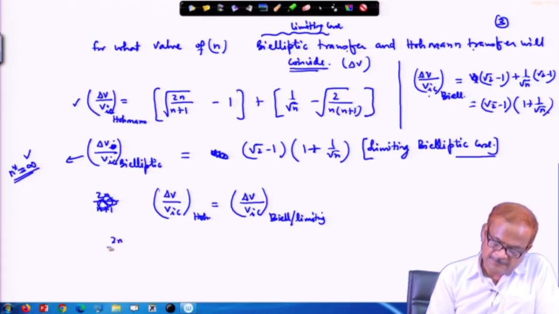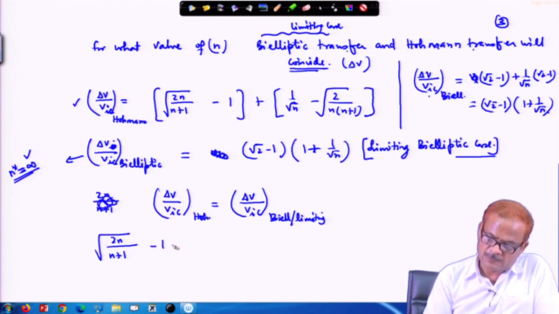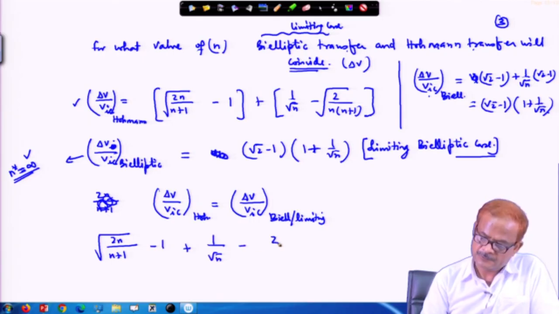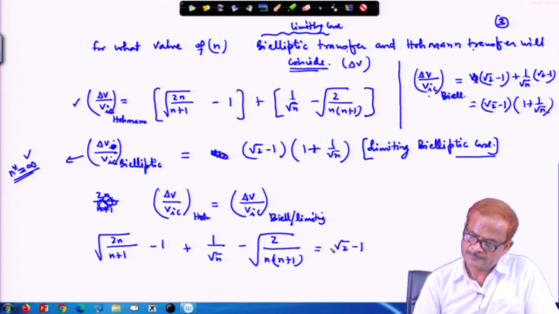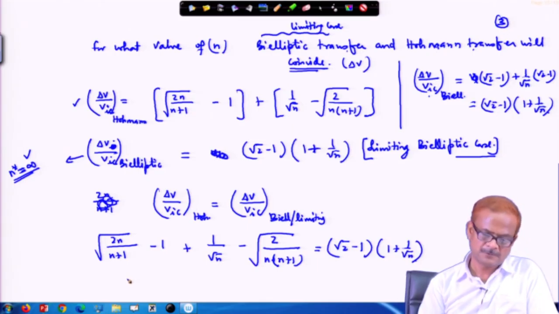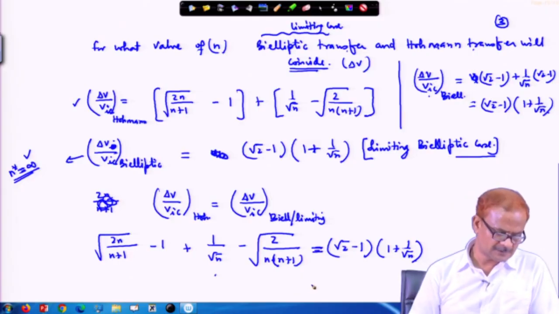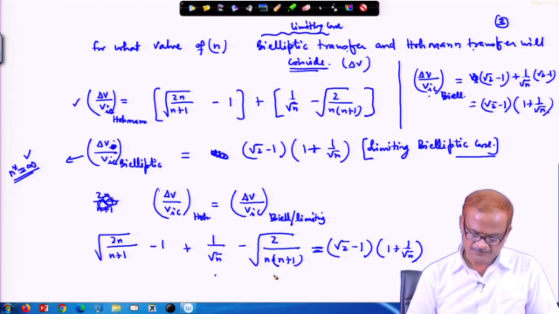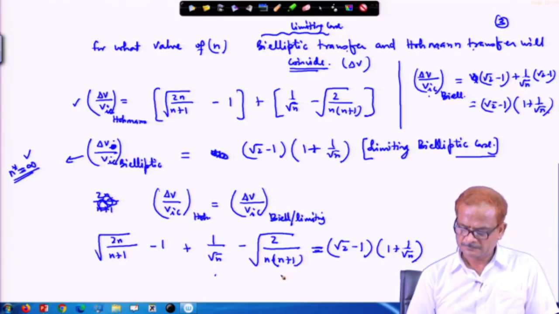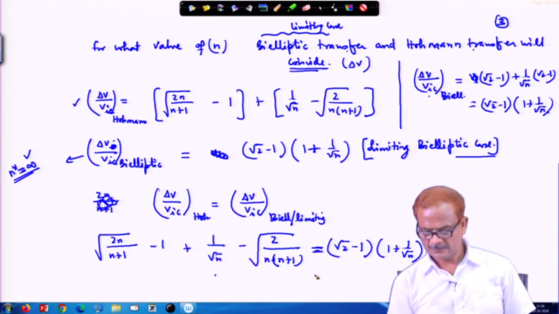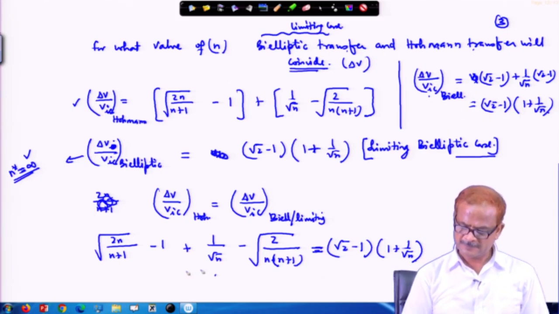And doing this means we have to solve this equation: 1 by root n minus 2 divided by n times (n plus 1) under root, equal to root 2 minus 1 times 1 plus 1 by root n. This we need to solve. Again, the solution of this I will be providing you. To save time, and not to extend too many lectures, I am skipping some mathematical details which you can do yourself, because it is very simple, 12th standard calculus. There is no physical concept involved after this, only the equation you need to solve.